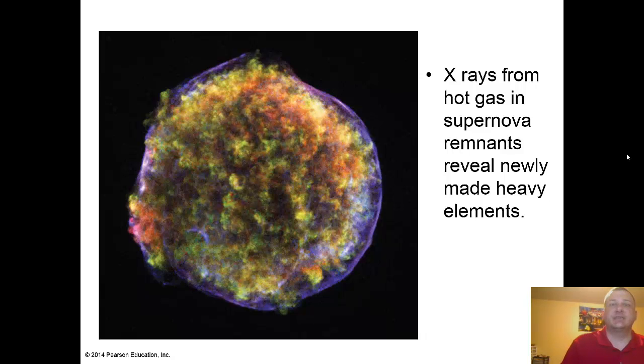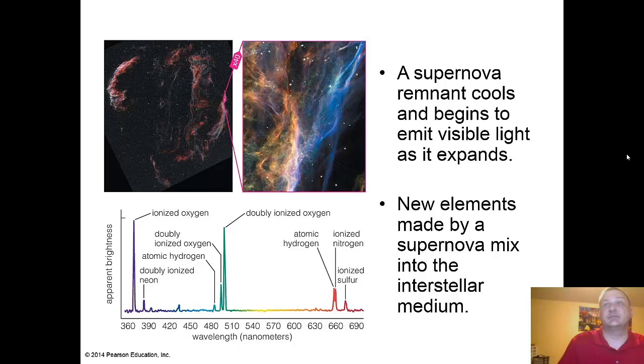Now, of course, we can look at stuff in other dimensions. We can look at X-rays, and so X-rays from a hot gas and supernova remnants, stars that have just completely blown themselves to pieces, reveal newly made heavy elements. And this is really where everything except hydrogen and helium come from. The calcium in your bones, the iron in your blood, that all comes from supernova explosions. So we like to say that we are made up of stardust. That's really true. A supernova remnant cools and begins to emit visible light as it expands, and these new elements made by a supernova mix into the interstellar medium.